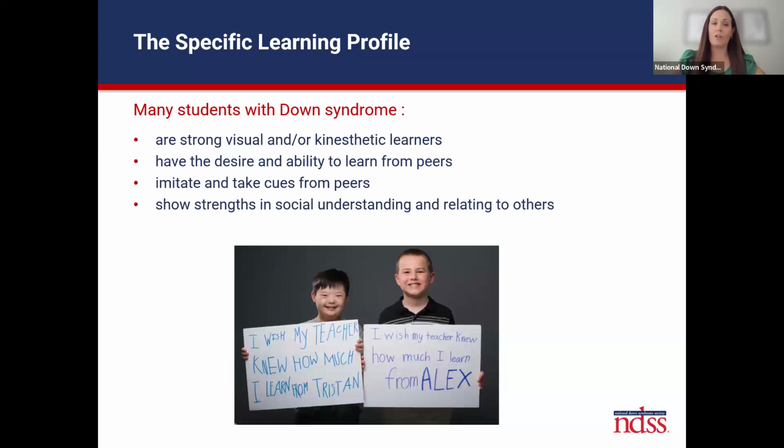Many students with Down syndrome are very strong visual or kinesthetic learners. They have the desire and ability to learn from peers, and they also imitate and take cues from peers. They show strengths in social understanding and relating to others. And this really emphasizes how important inclusion is. It is not just for the academics, it is the ability to learn from peers, their models, following instructions and routines with their same age peers as much as possible throughout the day.